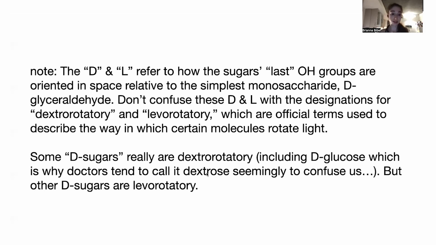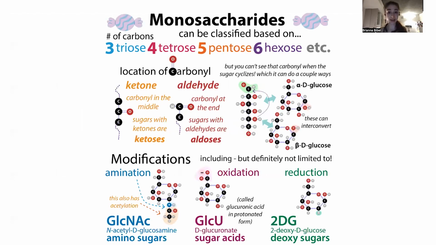But there are also other D sugars that are actually levorotatory, so don't let that confuse you when you're dealing with that. And D-glucose is the form that our bodies are using.